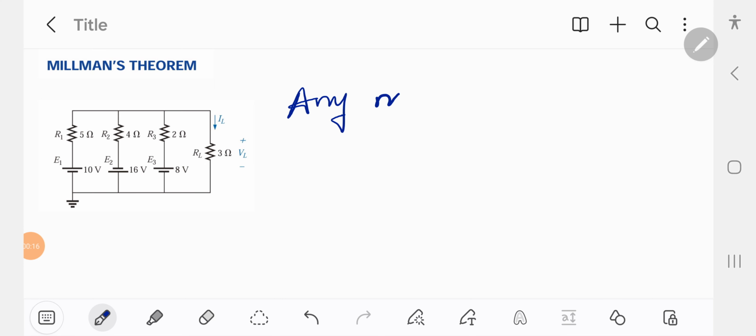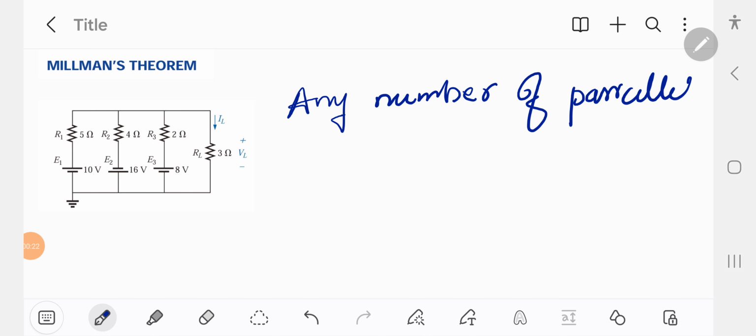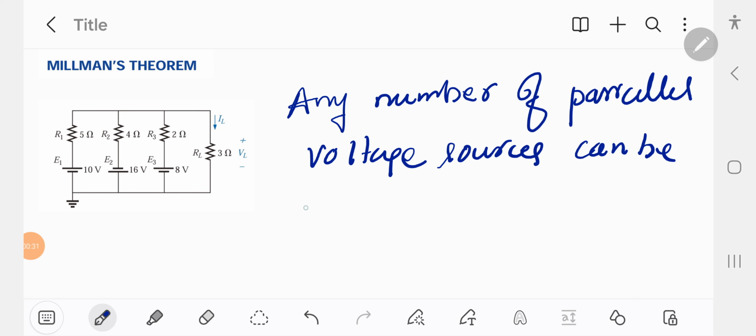Any number of parallel voltage sources can be reduced to one.